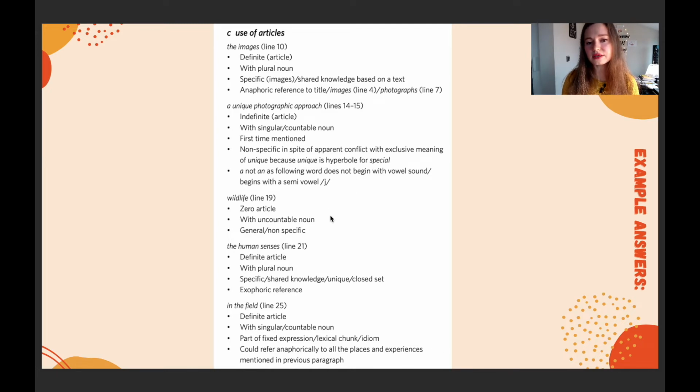Wildlife: zero article with uncountable noun, general, non-specific. Don't write full sentences, it's not necessary. Bullet points are more than enough. The human senses: definite article with plural noun, specific shared knowledge, unique closed set, exophoric reference. In the field: definite article with singular countable noun, part of fixed expression, lexical chunk, idiom, and could refer anaphorically to all the places and experiences mentioned in the previous paragraph.